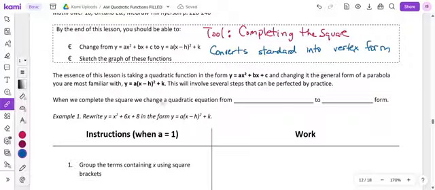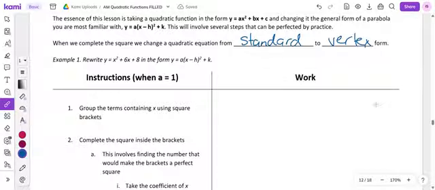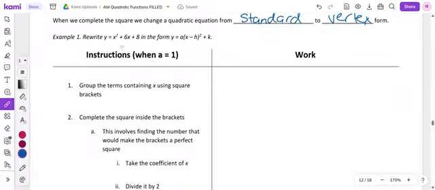When we complete the square, we change the quadratic form from standard to vertex form. So let's jump right into our first example. The equation given to us is this one. Let's rewrite it. y equals x squared plus 6x plus 8.